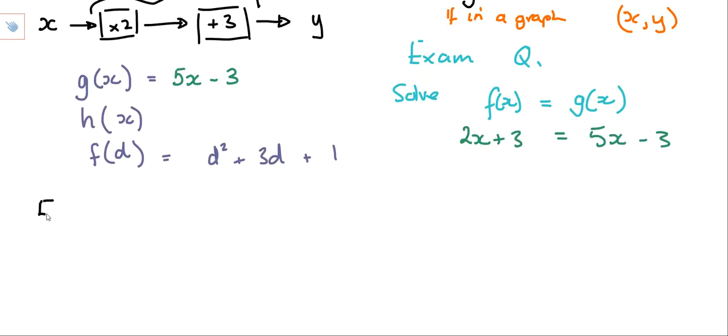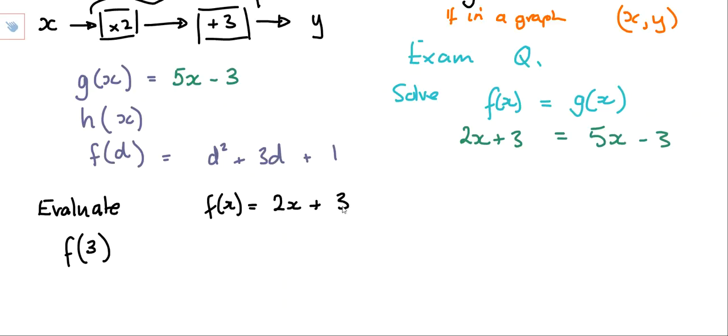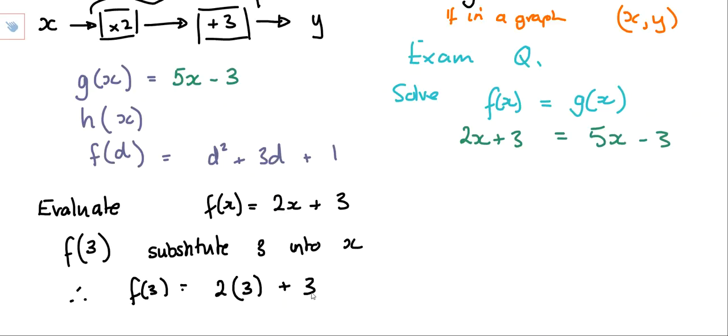if I said to you, evaluate f of 3. So we'll use f of x equals 2x plus 3. If I said evaluate f of 3, what do you think you'd do? You'd substitute x as 3. Yeah. So this is doing substitute 3 into x. So therefore, f of 3 is 2 times 3 plus 3.